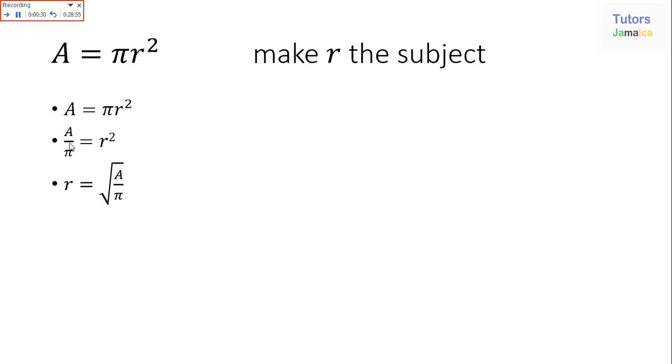But what's the opposite of square? As you can see, the opposite of square is square root. So the square root of r squared is r. So we have to find the square root of a over pi, and that would give us the value for r.